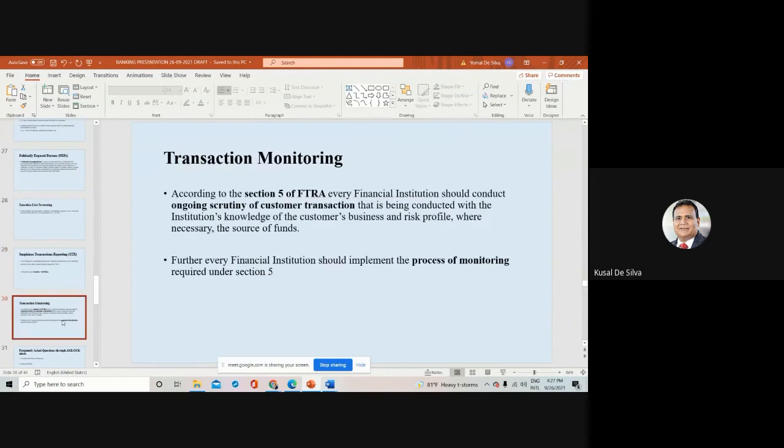Right. Then the transaction monitoring part. According to Section 5 of the FTRA, every financial institution should conduct ongoing scrutiny of customer transactions conducted with the institution, with knowledge of the customer's business and risk profile, and where necessary the sources of funds. Further, every financial institution should implement the monitoring process required under Section 5. So Section 5, and we discussed Section 7.